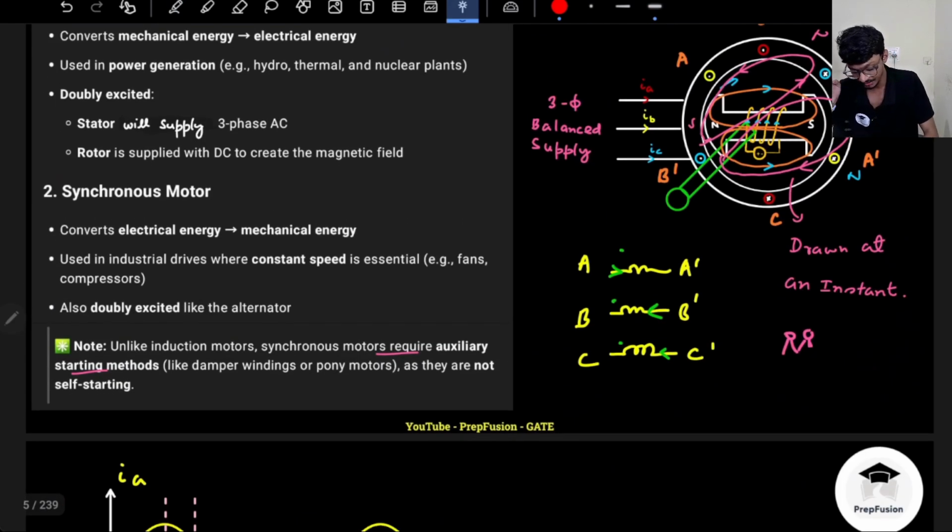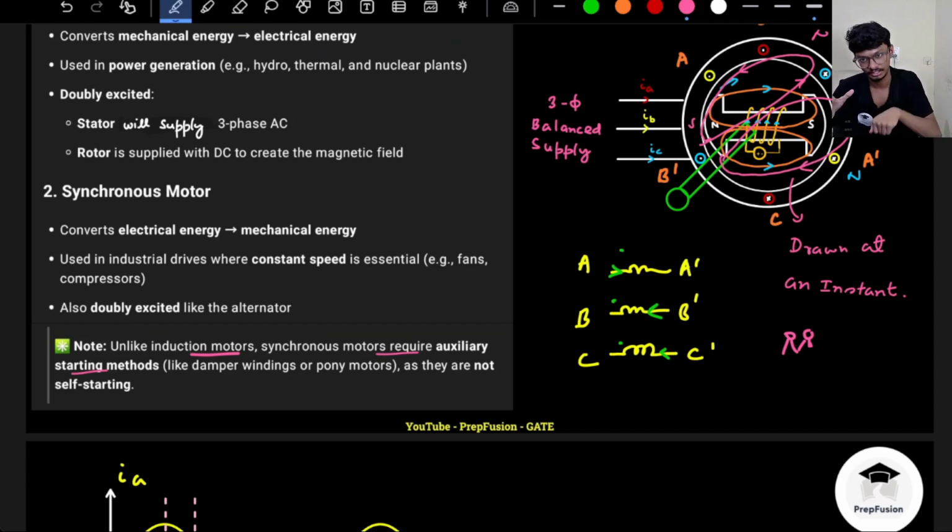So your induction machines are inherently starting. We don't need an external starting mechanism in an induction machine, but a synchronous machine will require an external starting mechanism. For generators, we are already rotating the machine, so we don't need any starting torque. But in the case of motors, they will require an inherent starting method like damper windings.